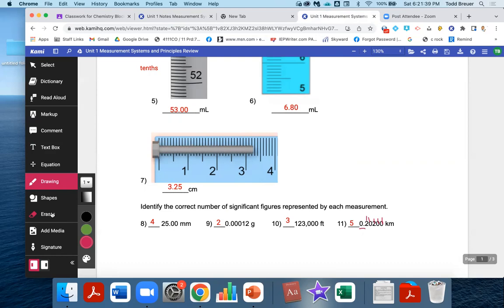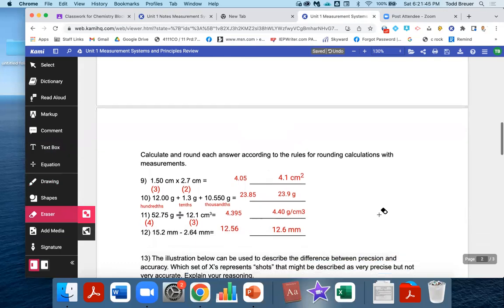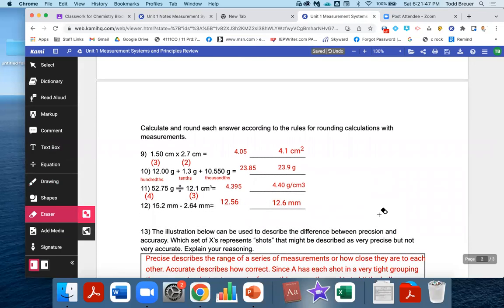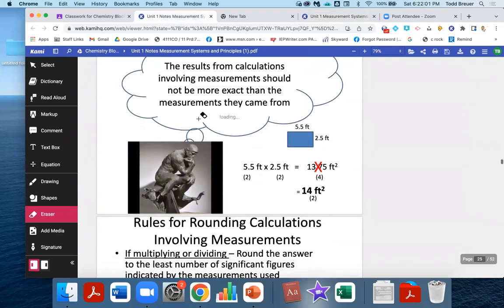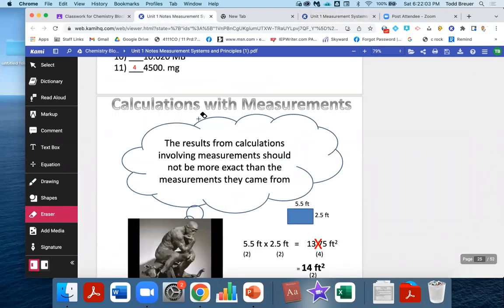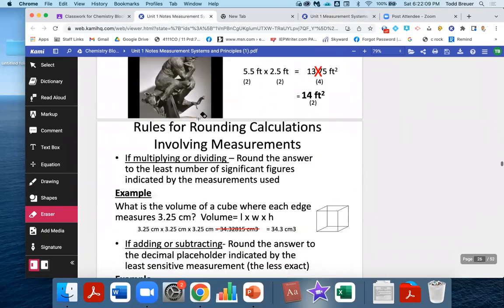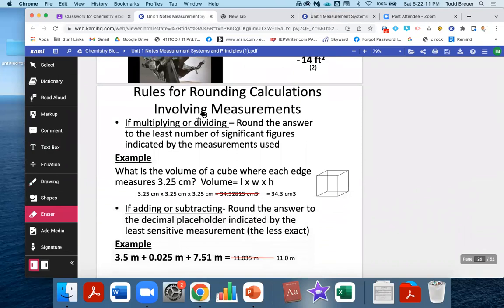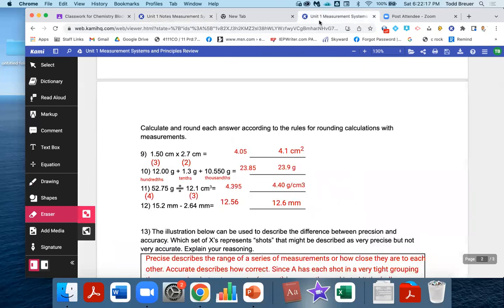Okay, so that's our review of significant figures. Let's move forward. And the reason we learn those rules is there are actually some true methods for understanding how to round. And one of those methods relates to an idea when we multiply or divide. If we go back to our notes, they say that the results from calculations should not be more exact than the measurements they came from. So we have 2 rules. When we multiply or divide, we round our answer to the least number of significant figures that the measurements indicate.